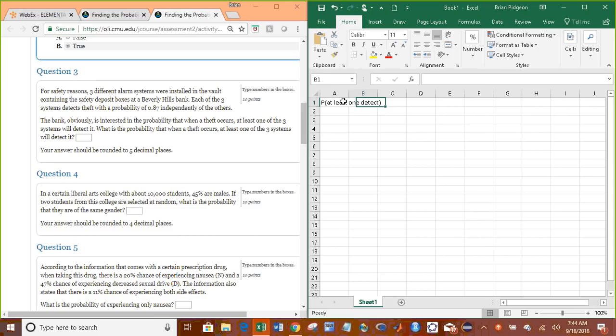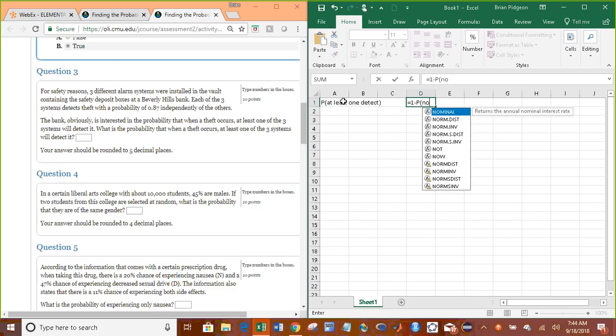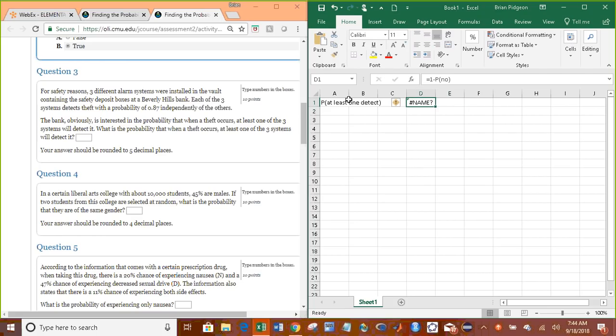Well, oftentimes this probability is a little hard to find. So what we can do is think about the complement. What is the complement of at least one event occurring? That's going to be 1 minus the probability that there are no detections for all 3 of them.